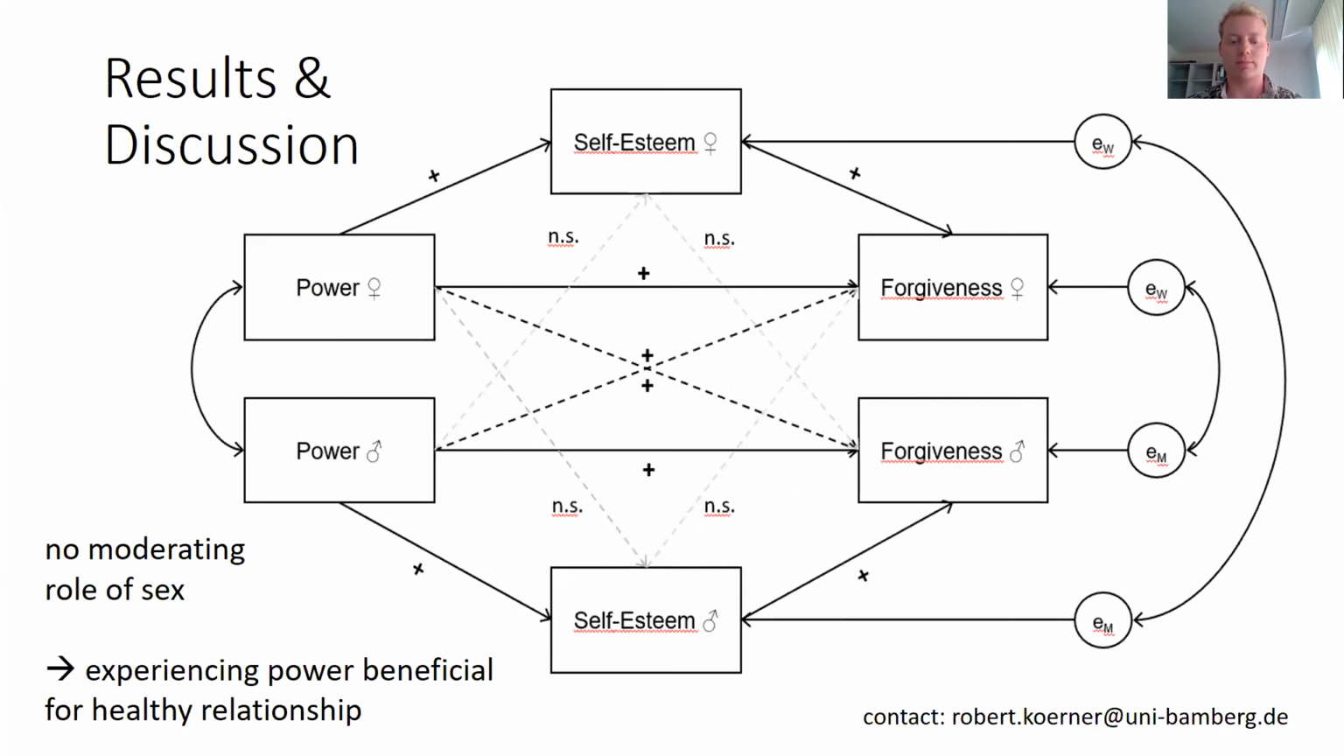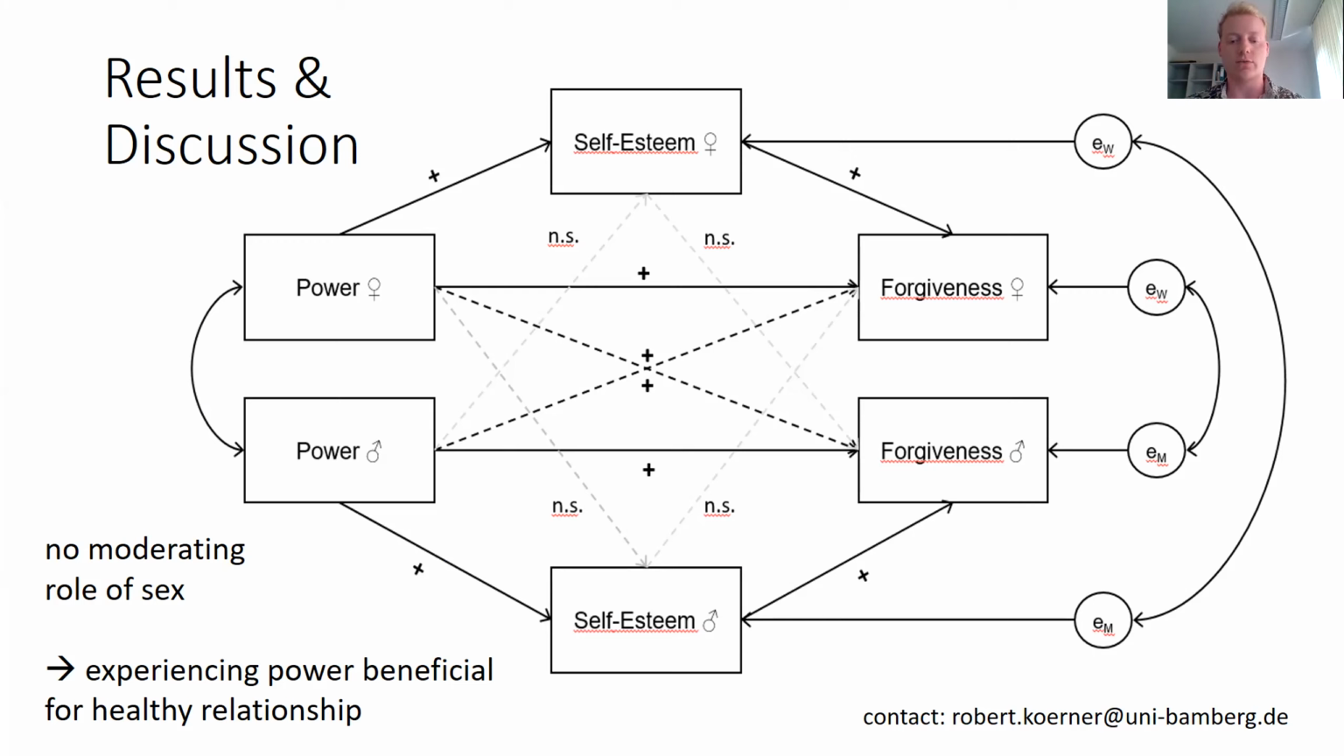We computed actor-partner interdependence mediation models with power as predictor, self-esteem as mediator, and forgiveness as outcome. We tested for the moderating role of sex, but there were no sex effects. The effects were treated identically for women and men. Continuous arrows are intrapersonal or actor effects. Power was positively related to one's own self-esteem, and self-esteem was positively related to forgiveness.